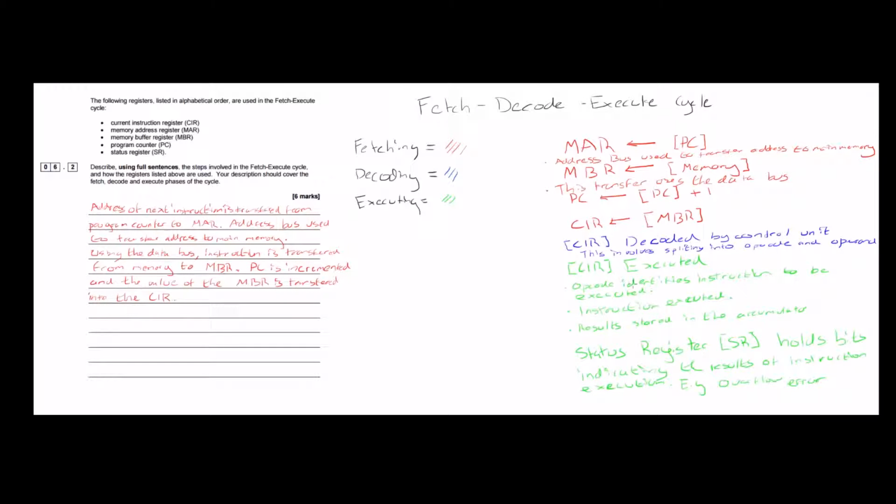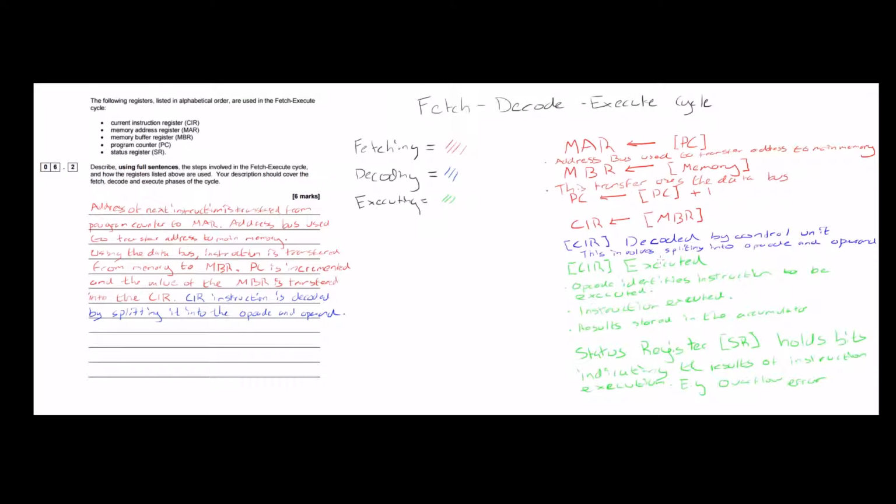Okay, now we're moving on to our decoding part of the cycle. Here we've got the current instruction register is decoded. So the instruction that we've put into the current instruction register is decoded by the control unit. This involves splitting it into the opcode and the operand. The instruction that we've put in from the memory buffer register in the previous step is decoded by splitting it into the opcode and operand.